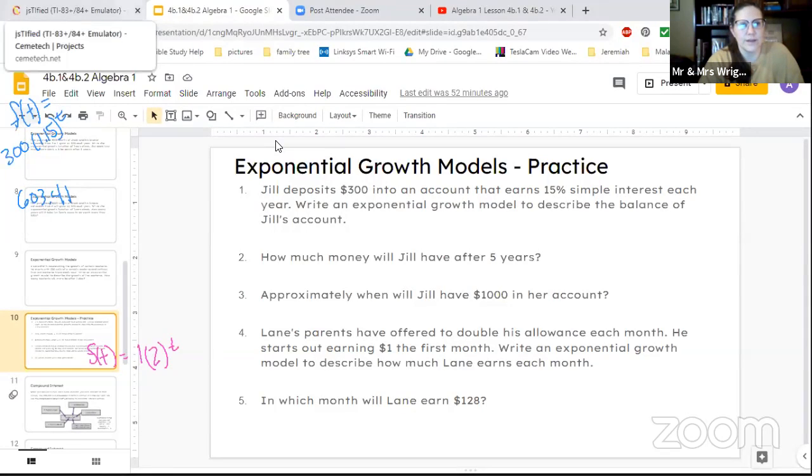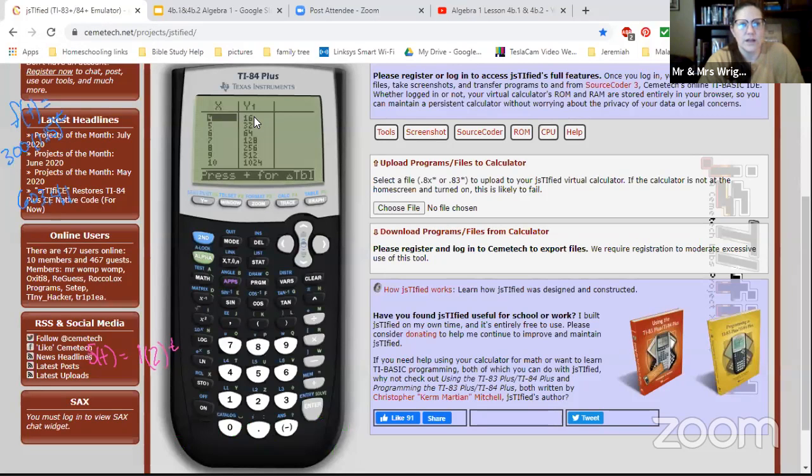And then I'm going to go to the table, and the question was, when will he have earned $128 for the month? So we want to see where the y value is 128. And you can see right here that it is at x equals 7, y equals 128. Okay. So after 7 months, he will have earned $128.